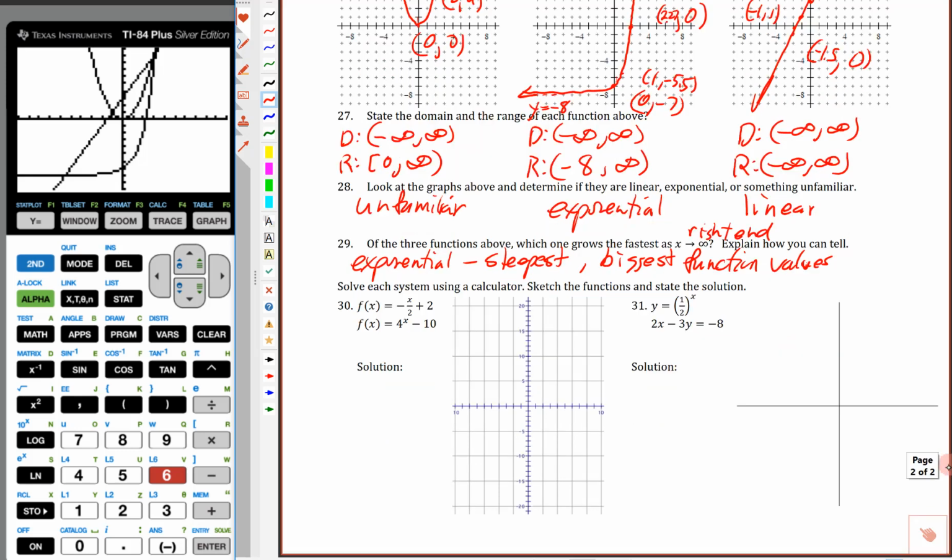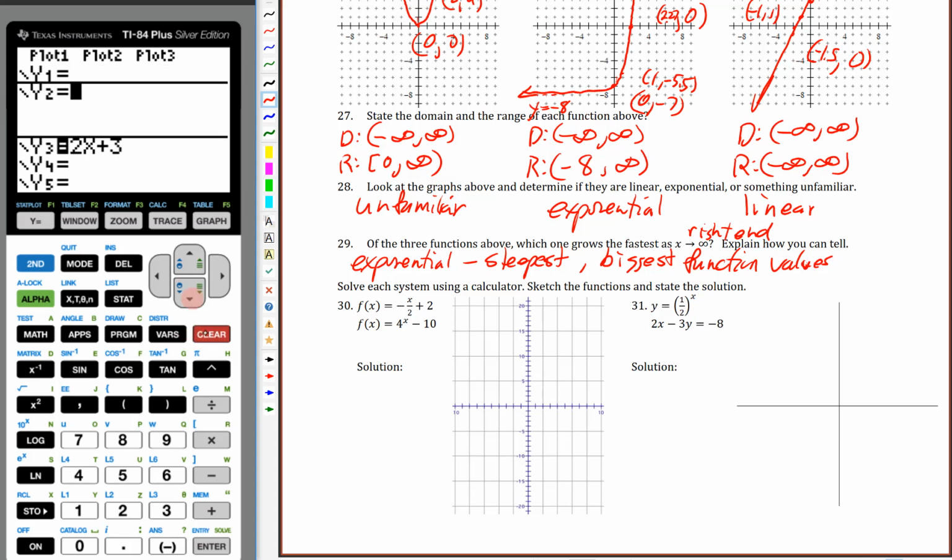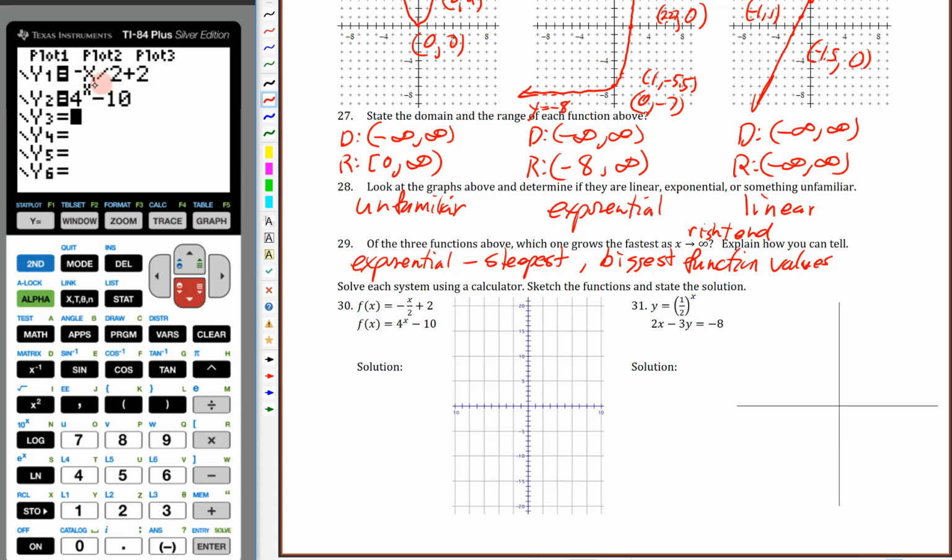All right, now the last part of this, it says solve each system using a calculator and sketch the functions and state the solution. Okay, so we've got a couple of these to plug in here. So I'm just going to leave this like this, and I'm going to clear off each one of those, and then I'm going to come back here and we're going to start typing this in. So on this one, for number 30, we've got -x divided by 2, and then plus 2. And then the other one is 4 raised to the x, hop out of the exponent, and then -10. Okay. Now, again, I always like to hop down here so I can look at them. This is -x over 2 plus 2. Good. And then we've got 4 to the x minus 10. Looks like we're in good shape.